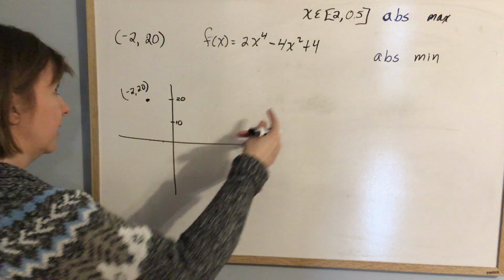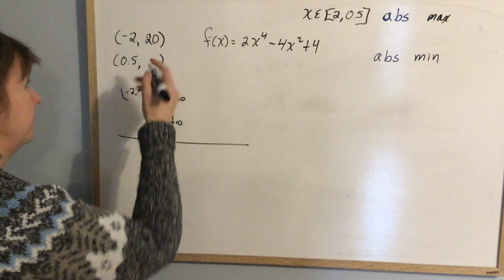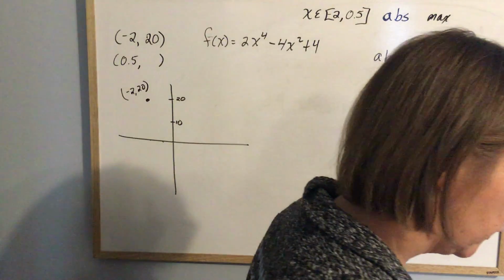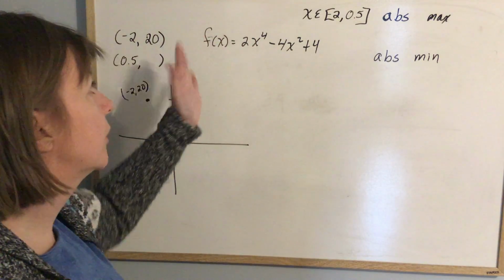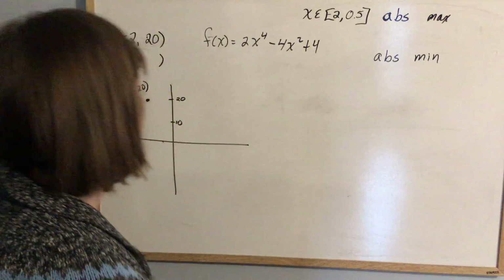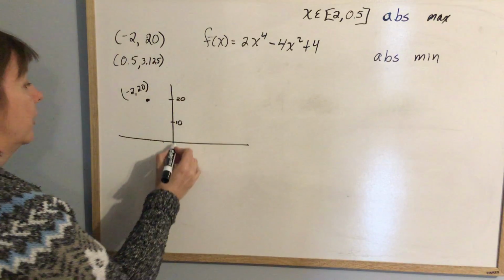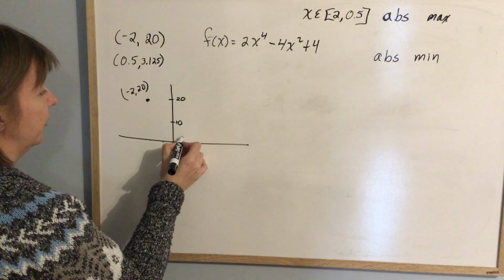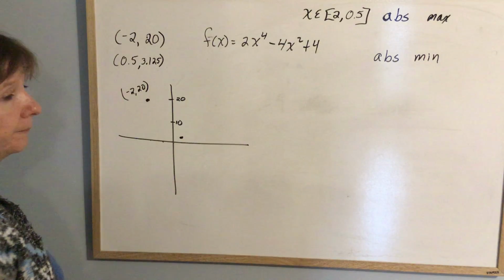The graph ends when x is 0.5. So again, I would start by figuring out what the y value for that is. I'd put that into here: 0.5 to the 4th times 2 minus 4 times 0.5 squared plus 4. Turns out it is 3.125. So if I go over half a square, I go up 3.125, which isn't going to be very high based on my graph because that's 10. So it's going to be like right here, okay?